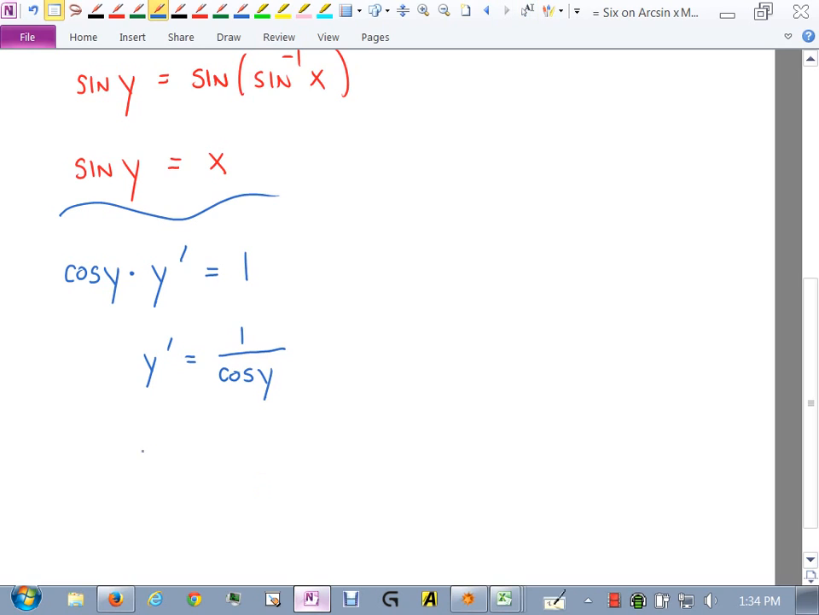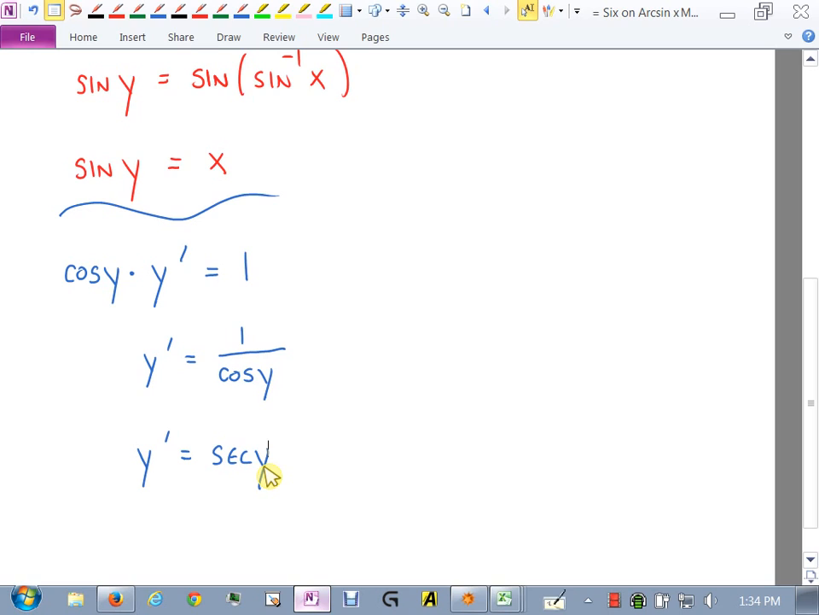What is 1 over cosine by definition from pre-cal? Secant. Hey, I've got y prime. But that doesn't look like the answer, does it? 1 over the square root. Well, the problem is that right now our answer has y in it. We'd like for it to have x. All I need to figure out is what is secant of y.